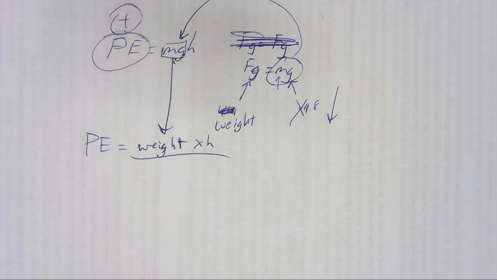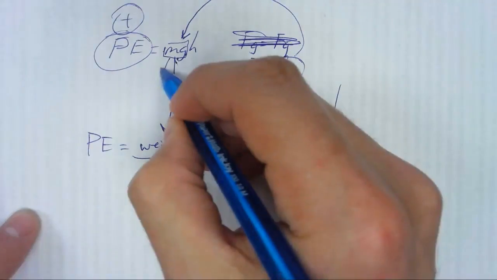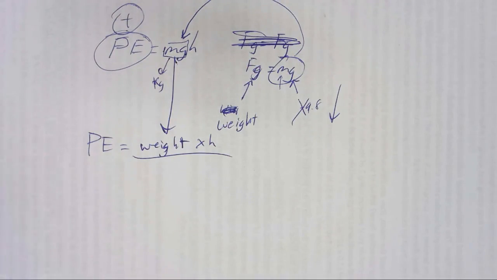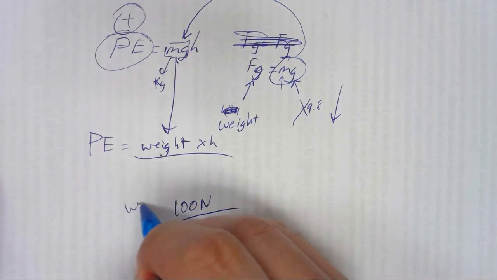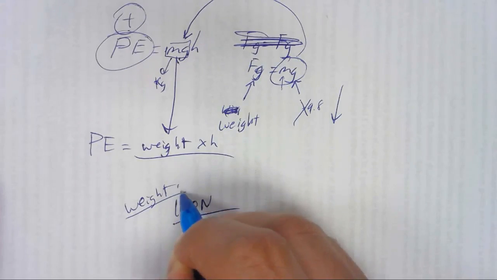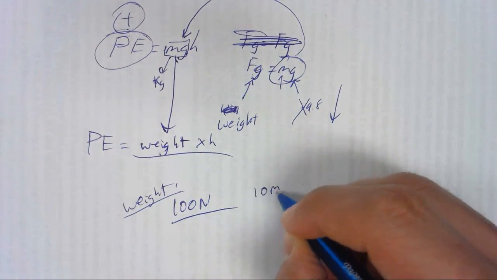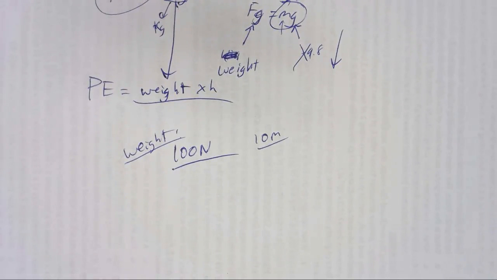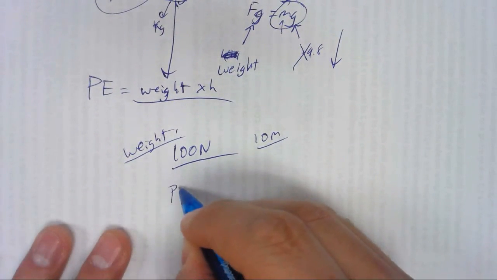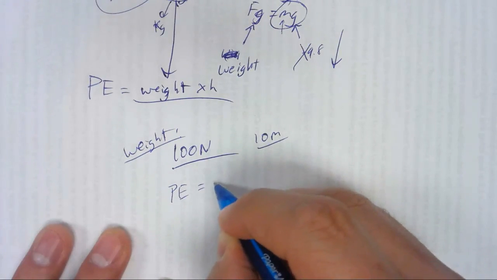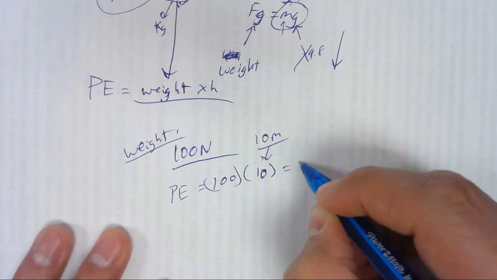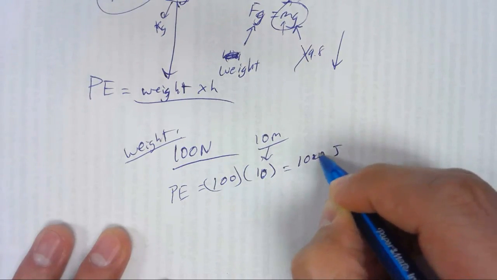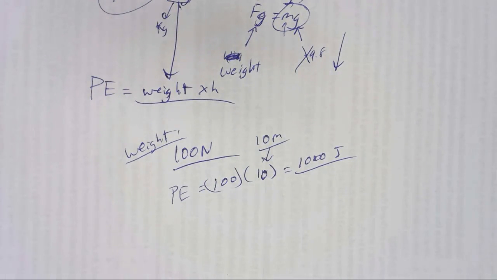So you might be given a problem that gives you mass, in kilograms, and you would do mass times 9.8 times height. Or you might be given the weight of an object. Say the object has a weight of 100 newtons, and it is 10 meters above the Earth's surface. The problem might say, how much potential energy does it have? Well, potential energy is just weight times height. So it would be 100 newtons times the height of 10. 100 times 10 is 1,000 joules of potential energy, weight times height.